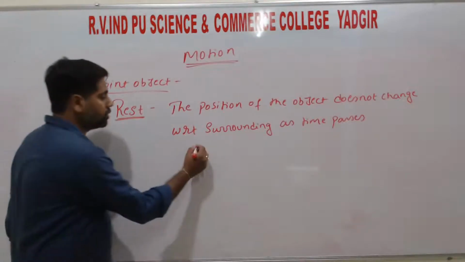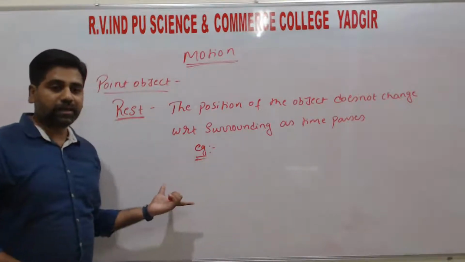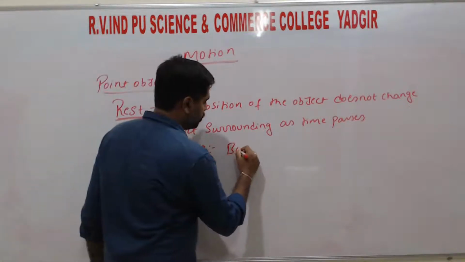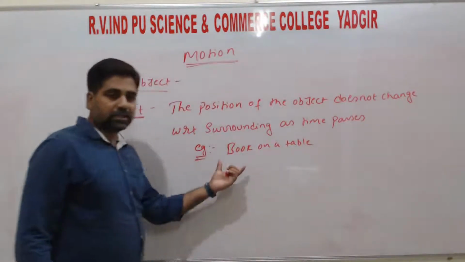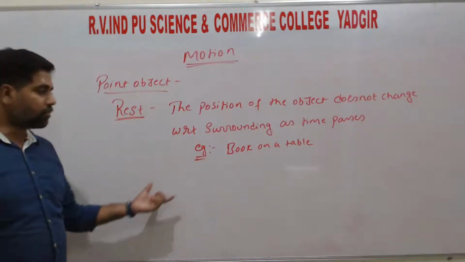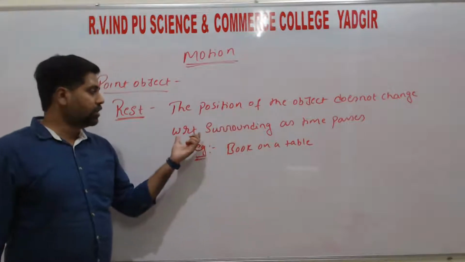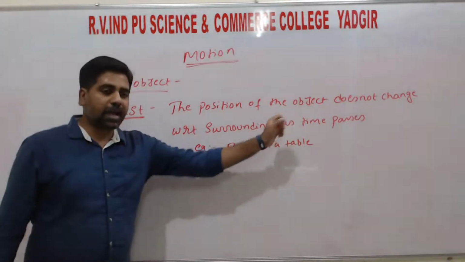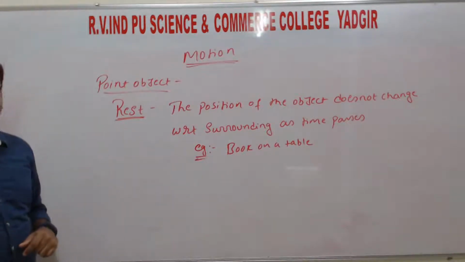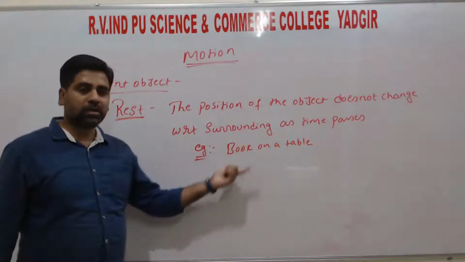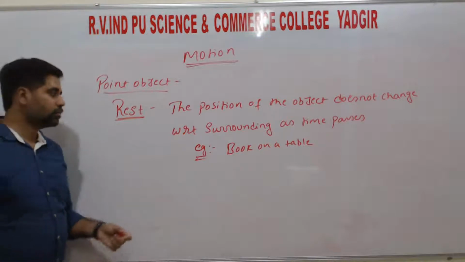For example, if you place a book on the table, the book is at rest. Example: a book on a table, until we disturb that book. That we call rest. That is, the position of the object does not change with respect to its surroundings as time changes. For example, a book on the table or any object placed on the table.